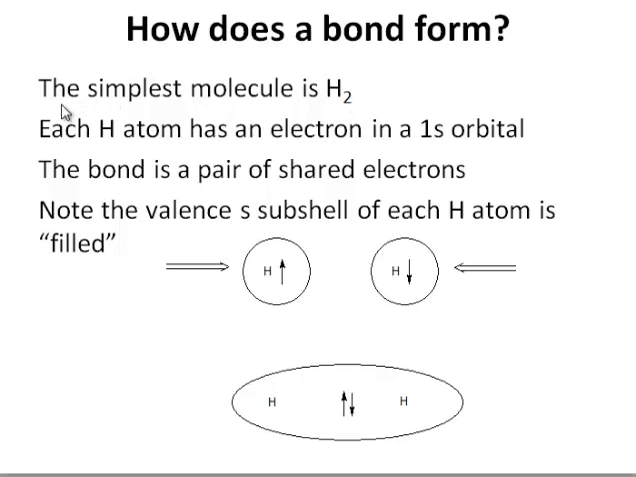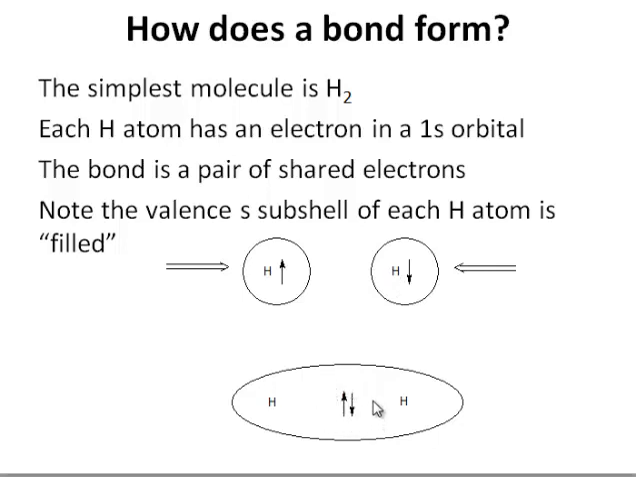To think about that, the simplest stable molecule is H2. Two atoms, two electrons. Each hydrogen atom has an electron, remember, in a 1s orbital. A bond between two atoms is a pair of shared electrons. When you bring these two hydrogen atoms close together, these two electrons in the 1s orbital are able to be shared between the two hydrogen atoms.